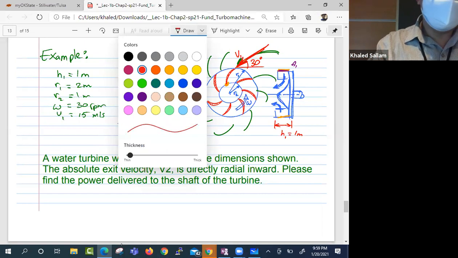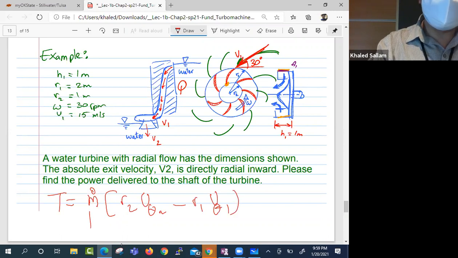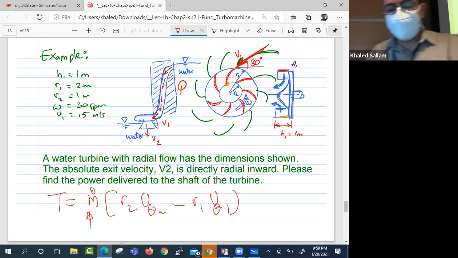Now the only thing that's missing in this problem is, if you remember the equation, what did we say? The torque is m dot times r2 V theta 2 minus r1 V theta 1. So what's missing is m dot. How much is m dot?